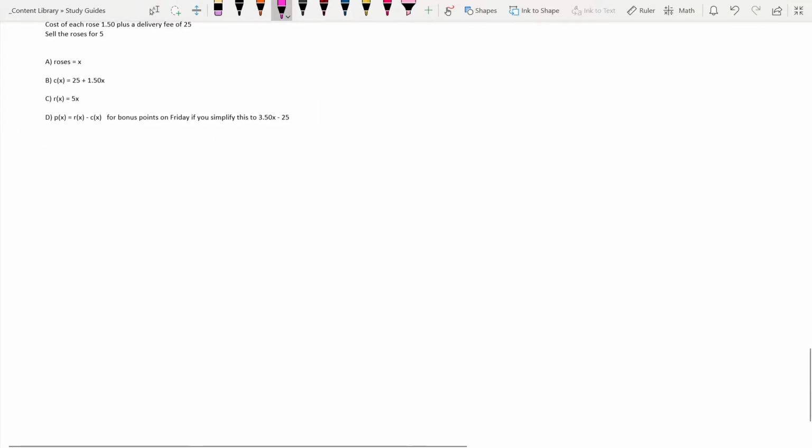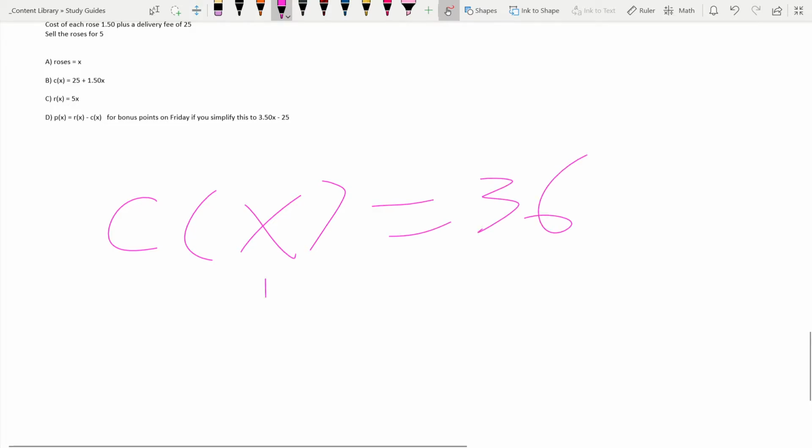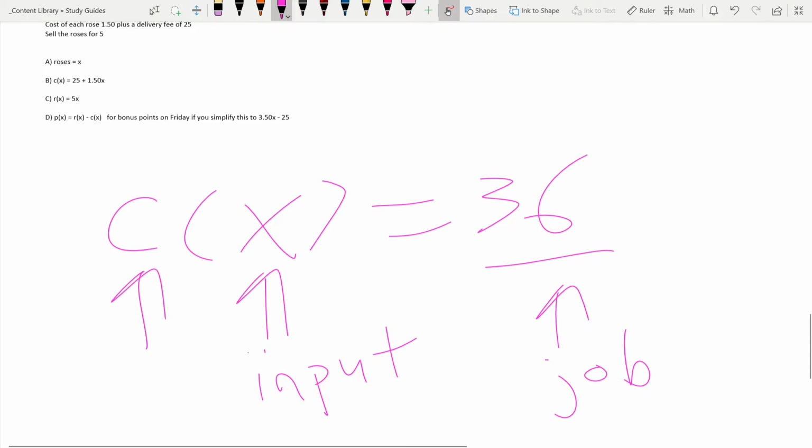It says we have this whole word problem, and it says in there that C of x is equal to 36x. So we know that x is the input, and we know that this is the job of our machine. And we know that C is just a random letter for this. Usually it's not random. We try to use letters that make sense.